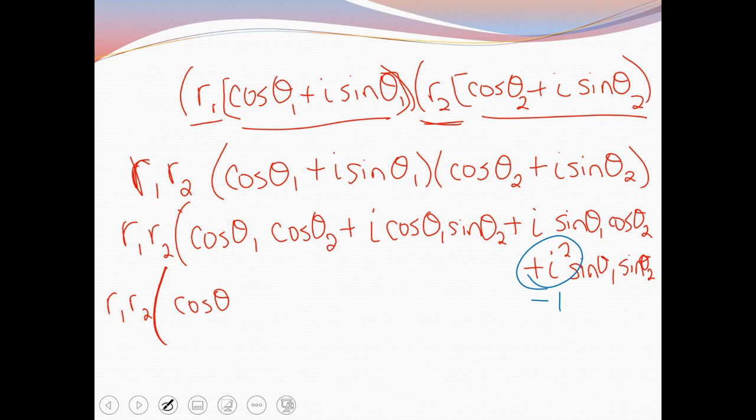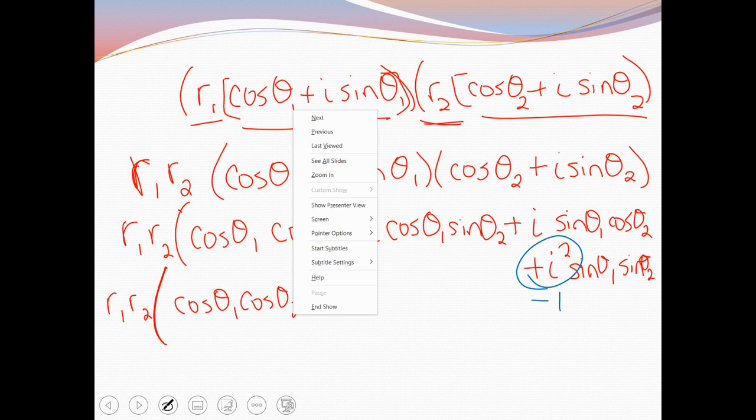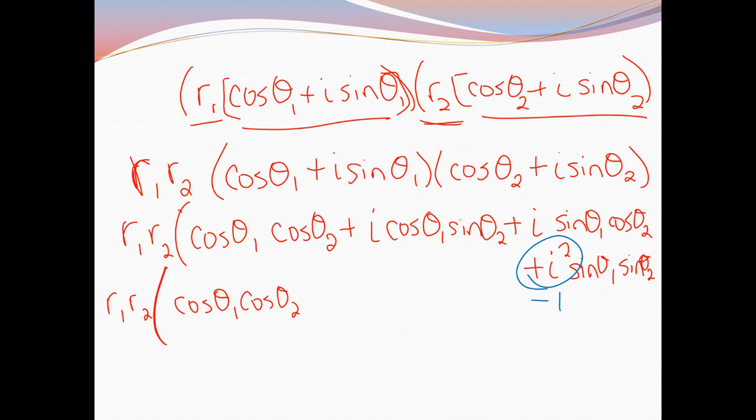Cosine theta 1, cosine theta 2, minus sine theta 1, sine theta 2. If you look at this, cosine, cosine, sine, sine, all of this turns into the cosine goes cosine, cosine, sine, sine.